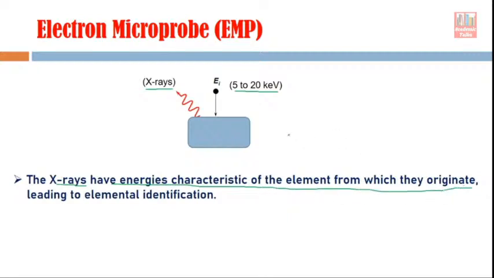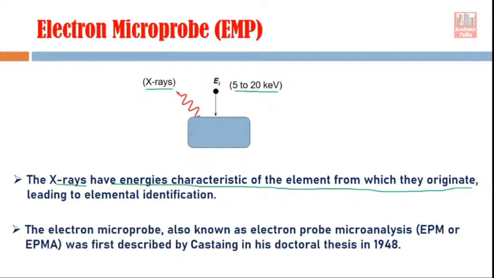Means different kinds of elements will produce different X-ray energies. So just by analyzing the energy of the X-rays, it is possible to identify the element which is generating the X-ray signal. That way we can identify the different kinds of elements which are present in the sample material.